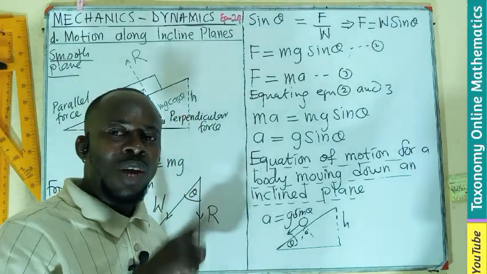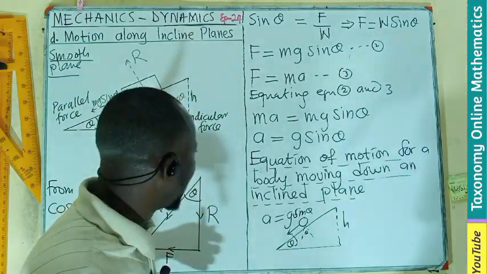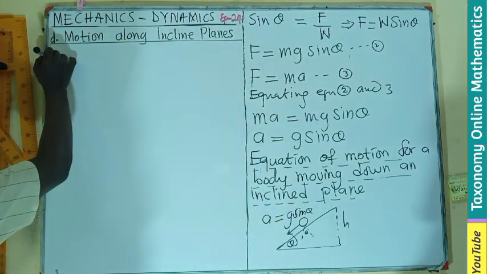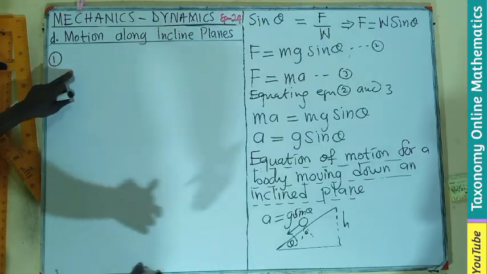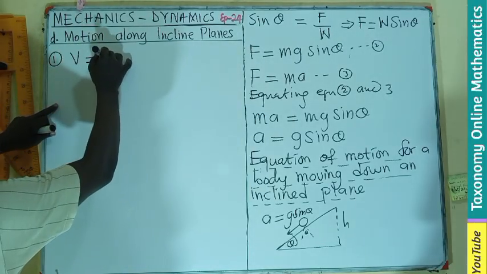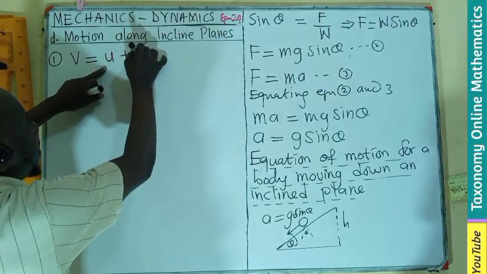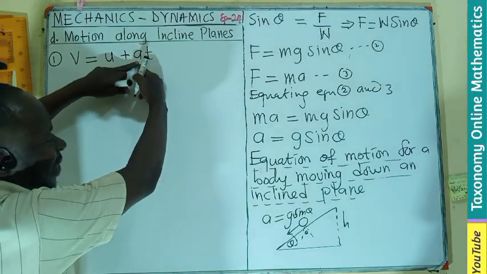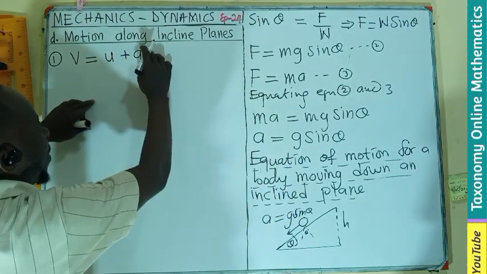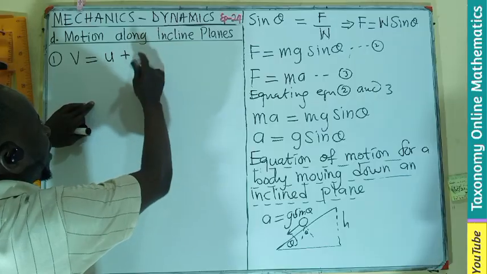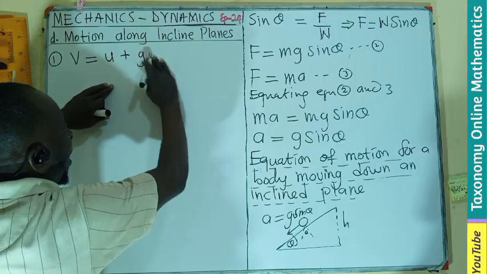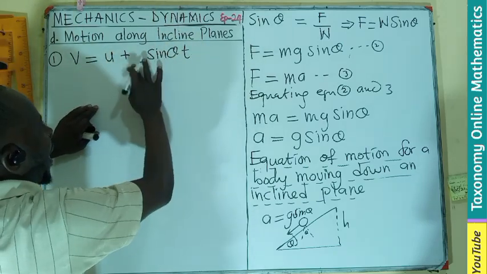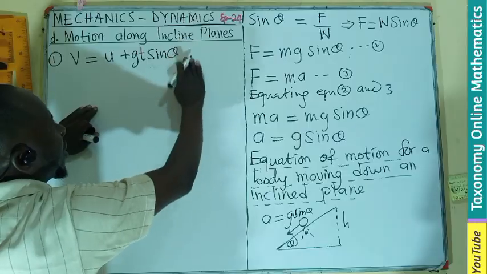We can now alter the equations of motion. As the first equation, let me clear here so that we move on. From here, we can say that the first equation is going to be V equals U plus AT. Remember, U plus AT is the equation of motion. Then the A is now known to be this, so I'm going to replace it with g sine theta times T, or I can say g T sine theta.